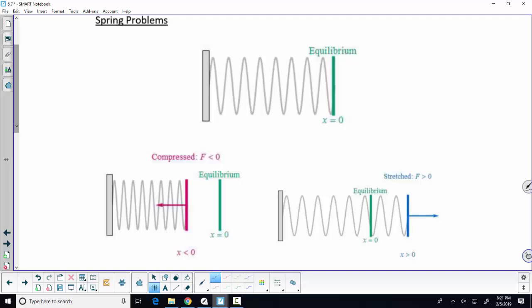the equilibrium is the natural resting point of the spring. We're going to take that to be x equals 0. Any compression, x is going off in the negative direction. So if I compress a spring 2 meters, then that's now negative 2. If I stretch the spring 2 meters, it's now positive 2. So stretched, positive x; compressed, negative x. That's how we're going to indicate stretching and compression with positive or negative.